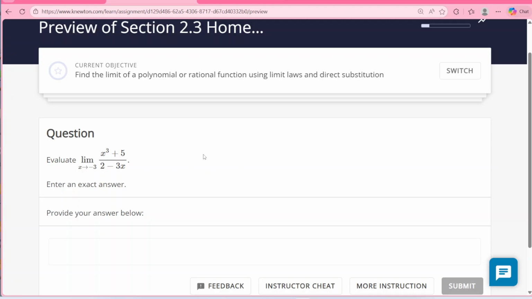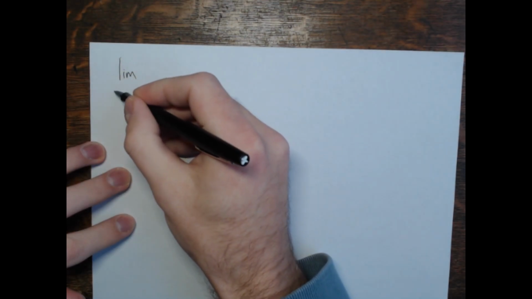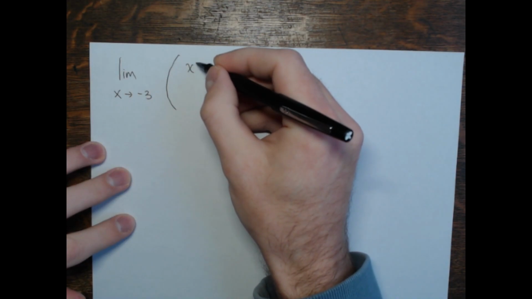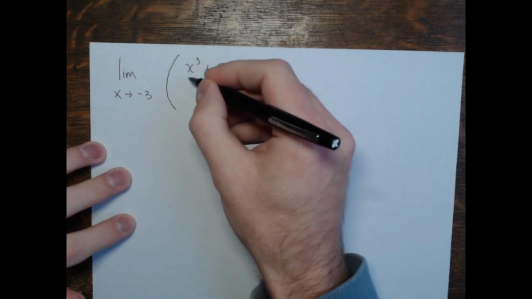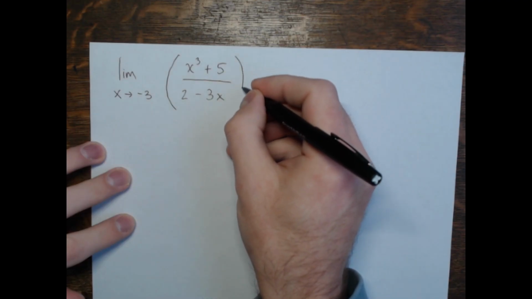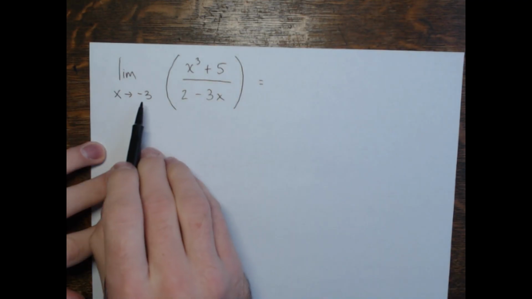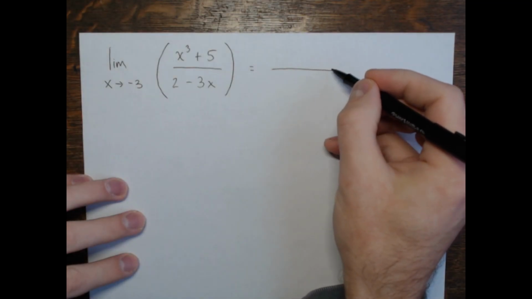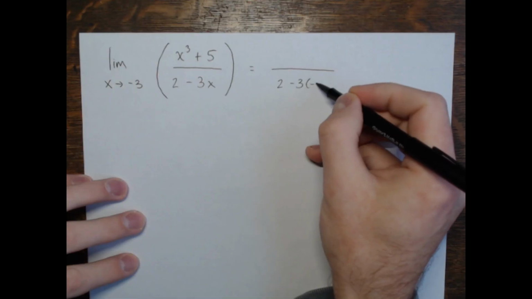So like here, I'll write this first one out for this objective. So we've got the limit as x approaches -3 of some rational expression, right? Polynomial x cubed plus 5 in the numerator divided by polynomial 2 minus 3x in the denominator. So as long as the denominator isn't 0 when I plug it in, I can just do a direct substitution. The limit exists, so I'll just do 2 minus 3 times -3.